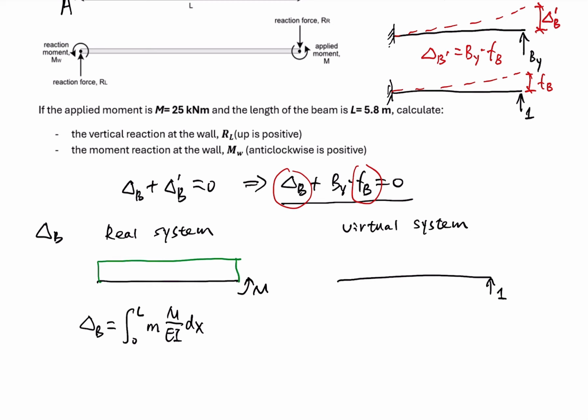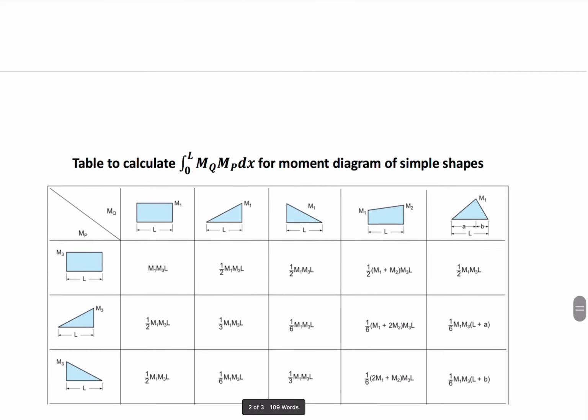So the value is M, and for this one it is L. Okay, this is the bending moment diagram. As we know, after we know the bending moment diagram, we can apply the visual integration. So to solve it, using visual integration, we have the table.